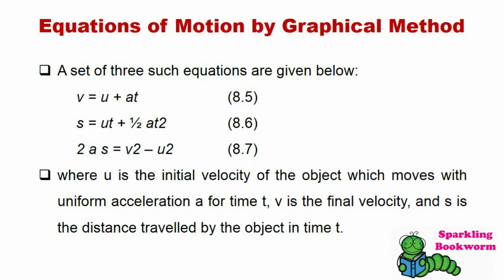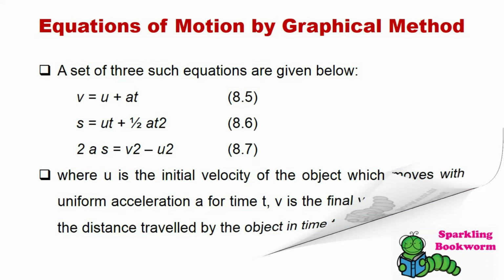v equals u plus at (8.5). s equals ut plus half at squared (8.6). 2as equals v squared minus u squared (8.7). Where u is the initial velocity of the object which moves with uniform acceleration for time t, v is the final velocity, and s is the distance traveled by the object in time t.